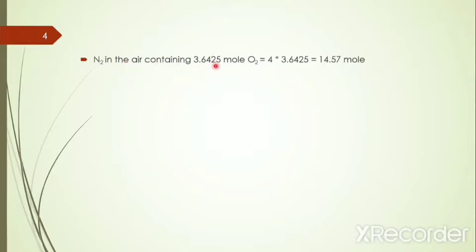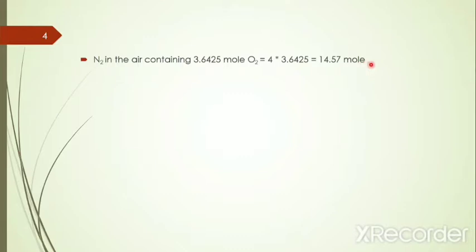So if the oxygen mole is 3.6425, then if you are taking air, nitrogen also will be coming with oxygen. How many moles will it be? 4 into 3.6425, because air contains 4:1 nitrogen. So for 1 mole of oxygen we will have 4 moles of nitrogen, and we have already found the stoichiometric oxygen requirement as 3.6425 moles. So nitrogen present for that corresponding oxygen will be 4 into 3.6425, that is 14.57 mole.